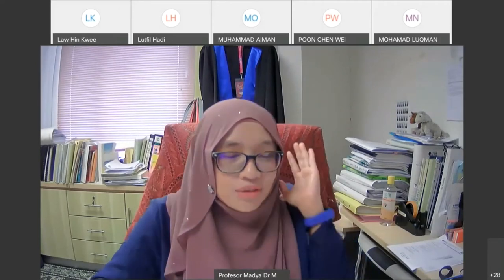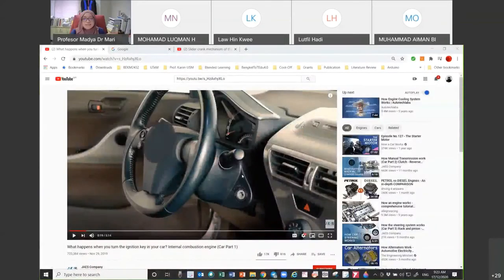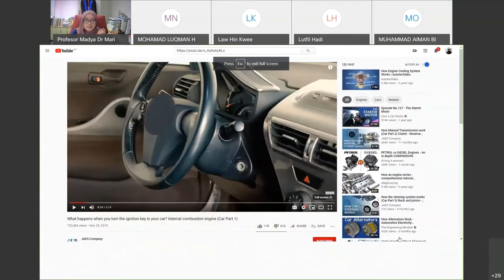Alright, so from the video, please determine what type of mechanism you can find in this engine. Can you see it?